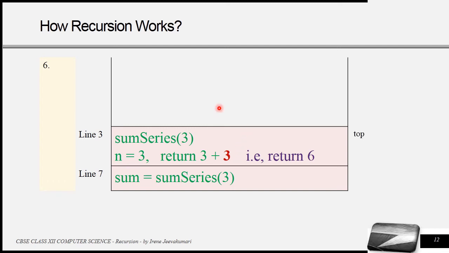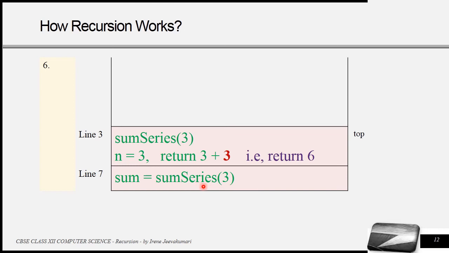popped off and the computer will resume its work on the function which is on the top of the stack. Now SumSeries3 becomes the currently executing frame as it is on the top of the stack. It has to execute the return statement 3 plus 3, which is 6. It has to return the value 6 to the function call statement SumSeries3 from where it was called.